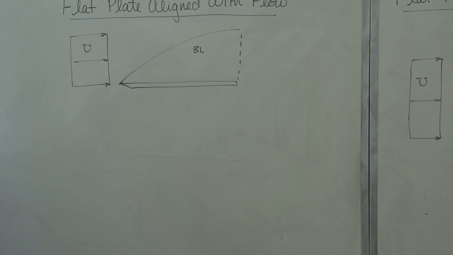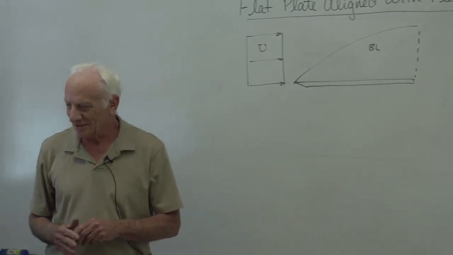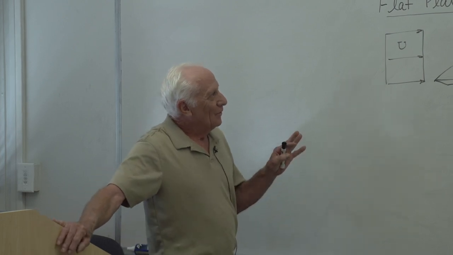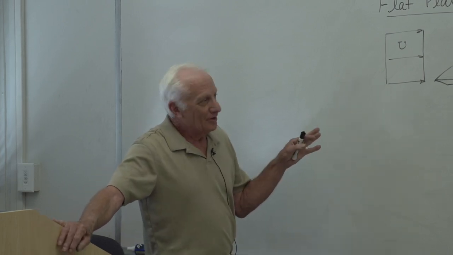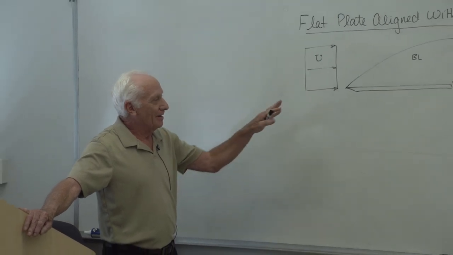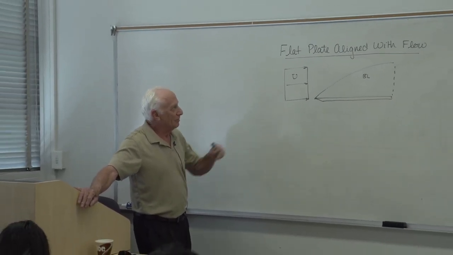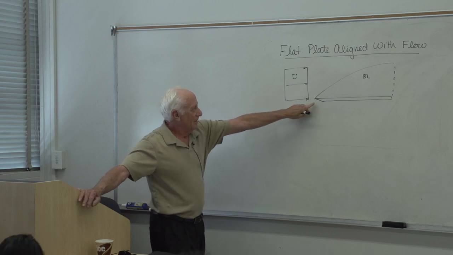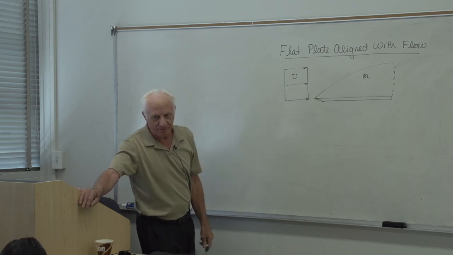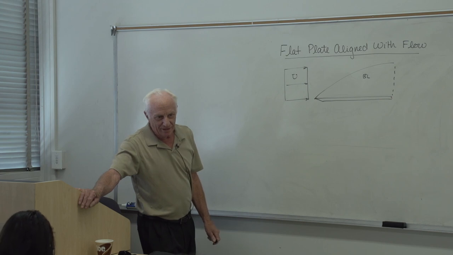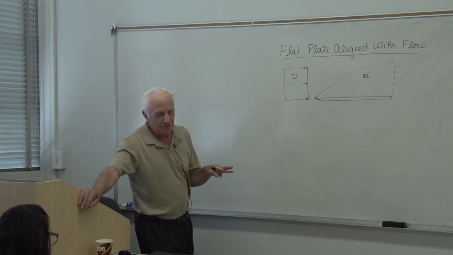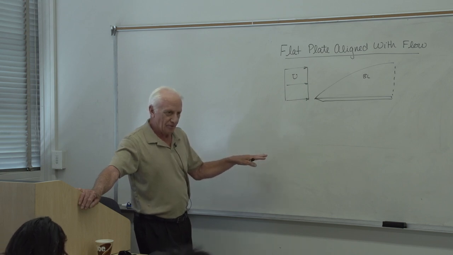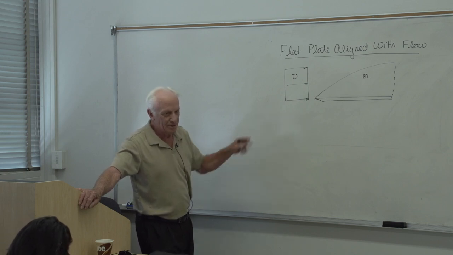Okay, so picking up where we were last time, we were looking at all the equations for a flat plate boundary layer where the plate is aligned with the flow. That means the velocity vectors are parallel to the surface of the plate. We had a set of equations. One set was for laminar flow. Another set of equations for turbulent flow from the leading edge.